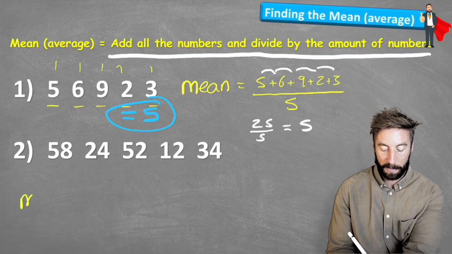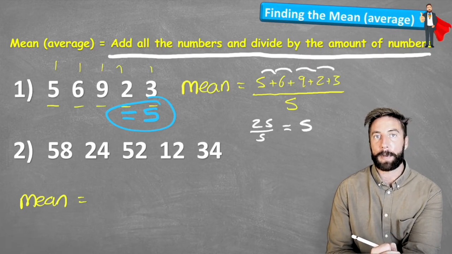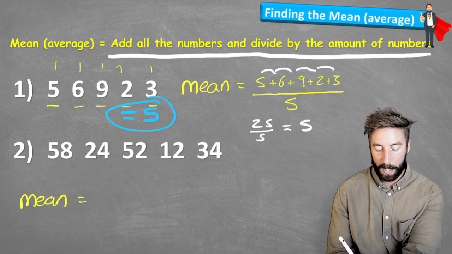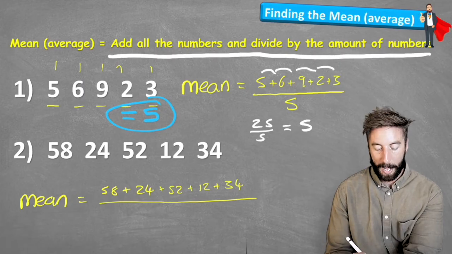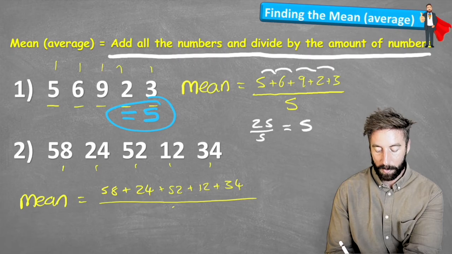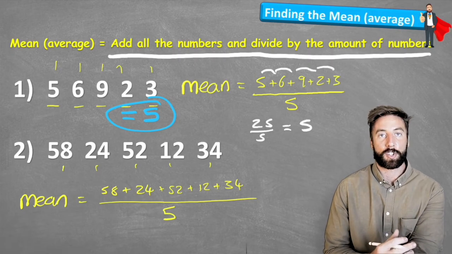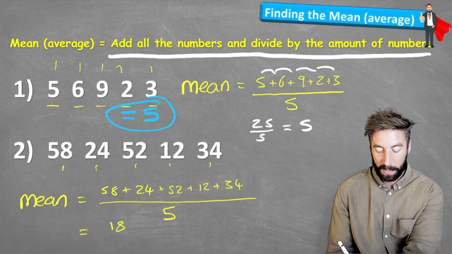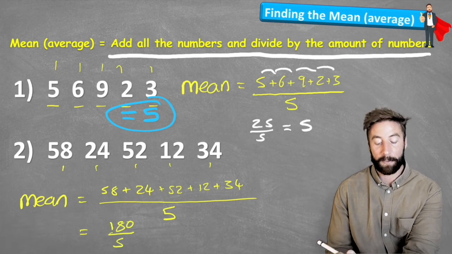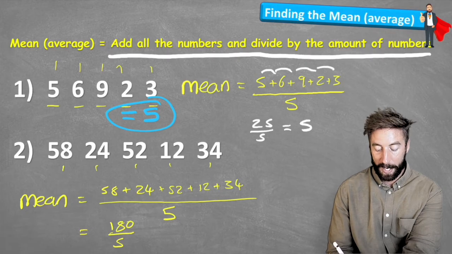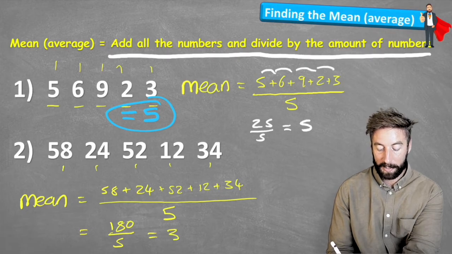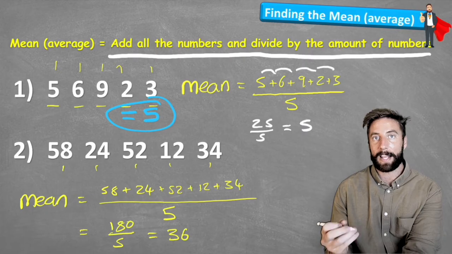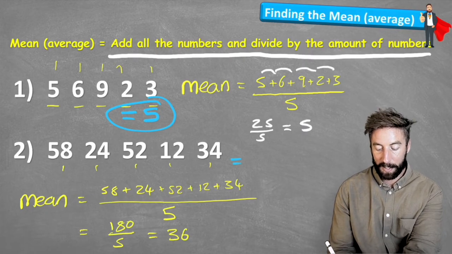So we have mean equals, and then we have much bigger numbers now that are going to be a bit harder to add up in our heads. And then we're going to divide it by how many there are, and there's 1, 2, 3, 4, 5 again. So I'll put it over 5. And I've just done some quick maths and learnt that these top numbers equal 180 over 5. So therefore, how many 5s are in 180? We have 36. So the mean, the average of this set of numbers is 36.